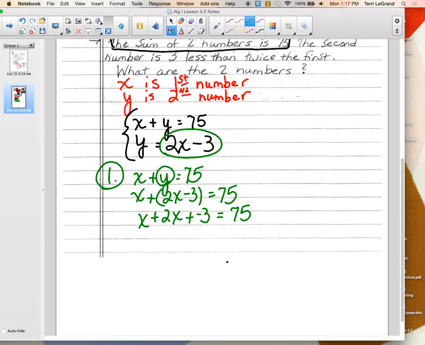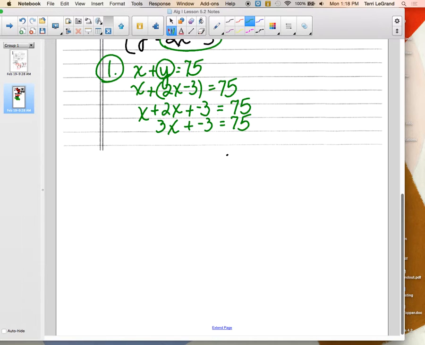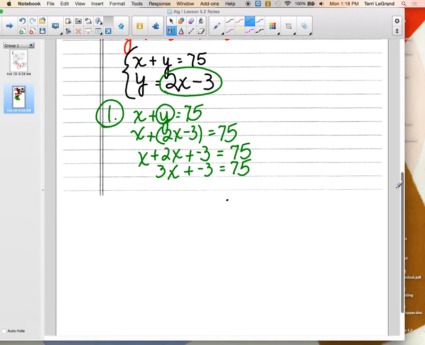What is it? Add the x's. What do we have? 3x plus negative 3 equals 75. Go ahead and finish solving that one. Get your x value. What is the first number? I get 26. What did you get? Yep.